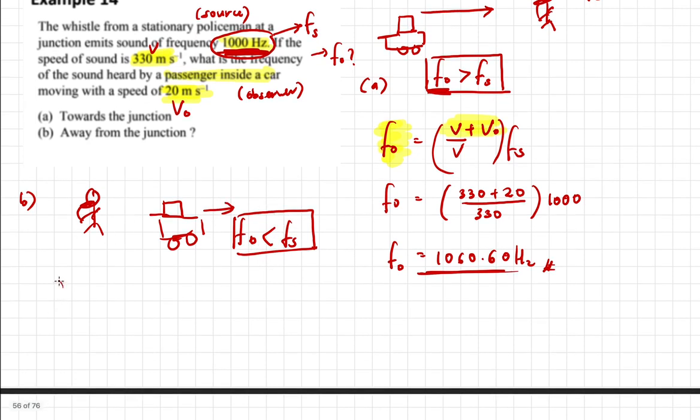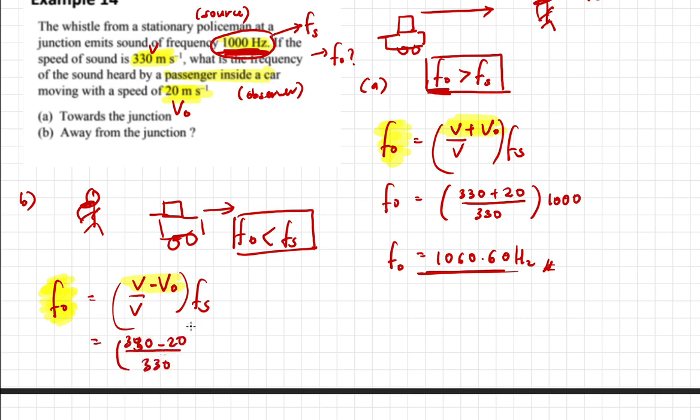So when we write our equation, we will still have Fs here, and V over V. But this time we will still have V observer here, and we want a smaller value here. So for us to get a smaller value here, the value here should be small as well. So the value here should be minus. So this is our equation. We can just substitute the values: 330 minus 20, divided by 330, multiplied by the frequency of the source, which is 1000 Hertz.